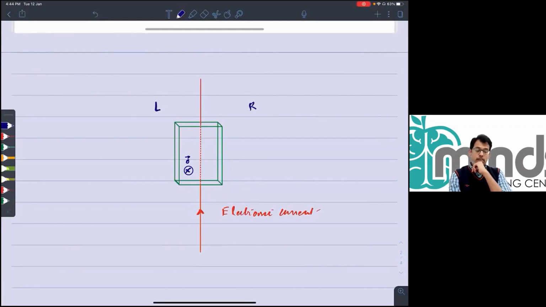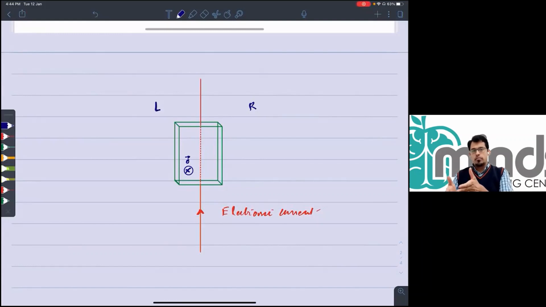Where should the electron deflect? Towards left or towards right? Very good question. Towards right. The electron will deflect towards right. Just apply the right hand rule. How to apply the right hand rule?